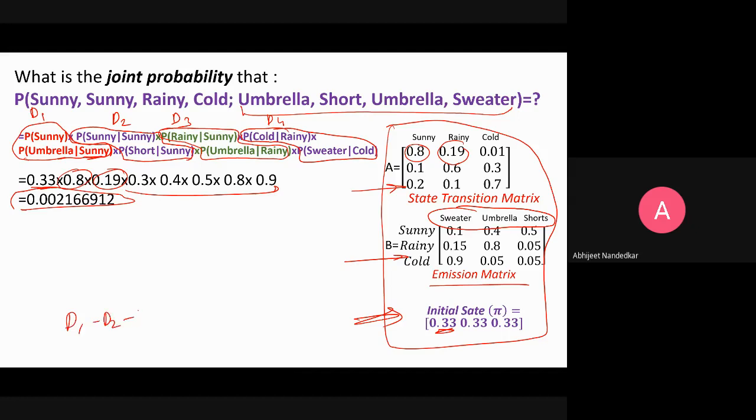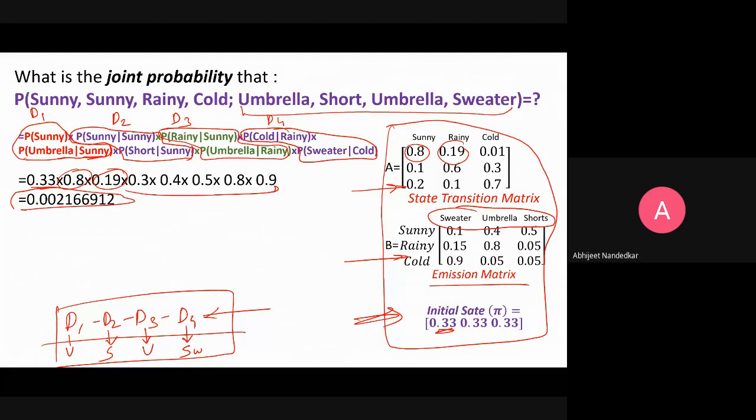So this is the joint probability that you will observe a sequence of 4 days, say day 1, then day 2, day 3, day 4. For day 1, you have observed that there is an umbrella. For day 2, you have observed shorts. For day 3, you have seen again an umbrella. And day 4, you have seen a sweater. So this was your observation, and the true states were sunny, sunny, rainy, and cold.